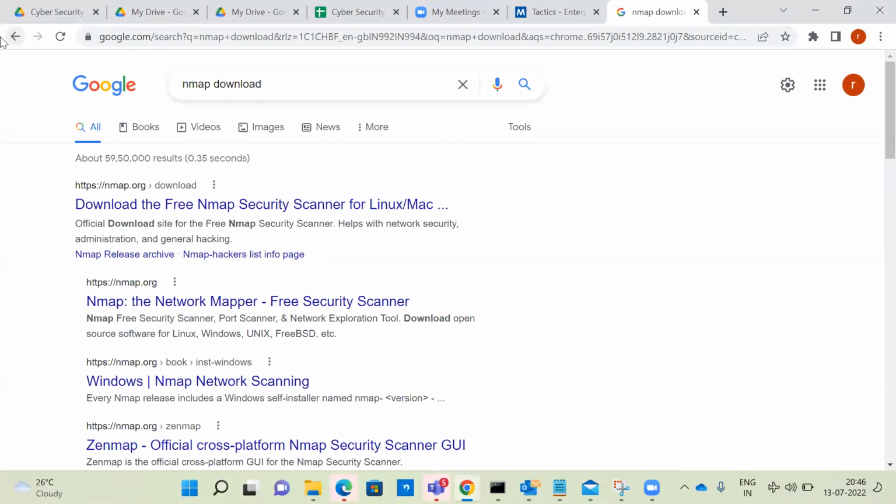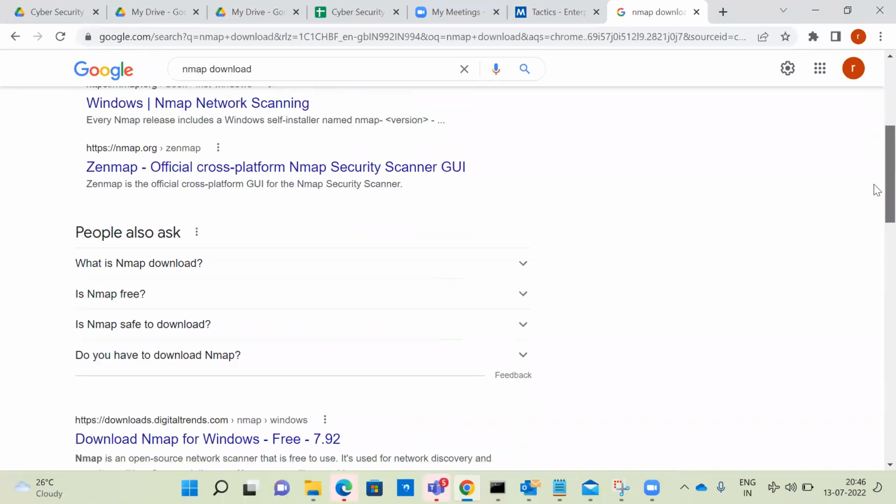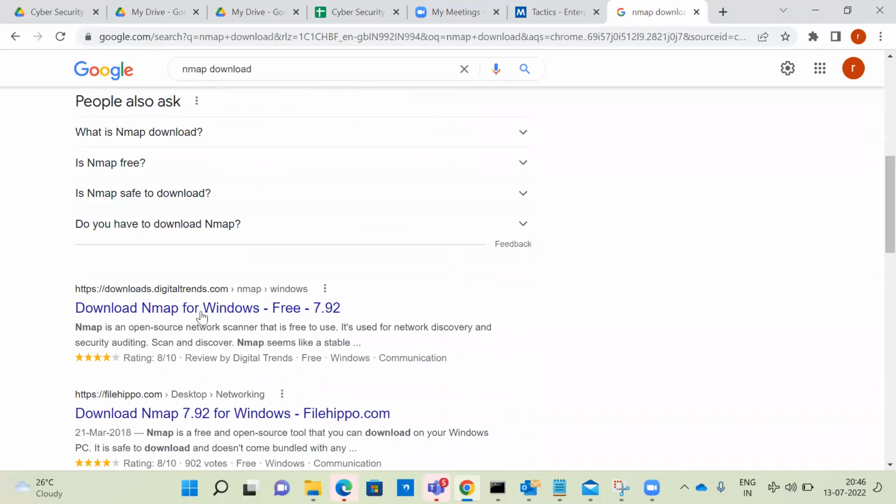So I put Nmap download. Now it is showing the Nmap organization, so it's a genuine website. Some other websites will also come: Download Nmap for Windows. How can I trust this website? It's not a genuine website. It's trends.com. How can I make sure that it's not a Trojan website?